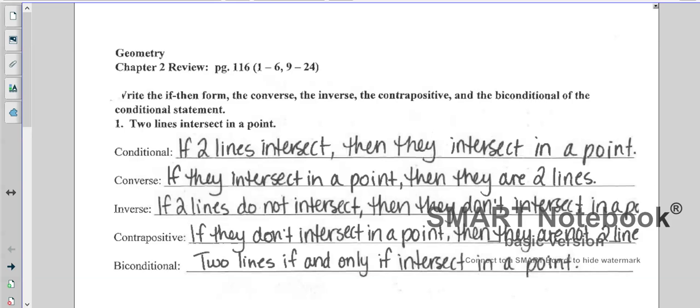All right, review for the Chapter 2 test. I'm just going to go over these since they're already pre-written and make some key points.